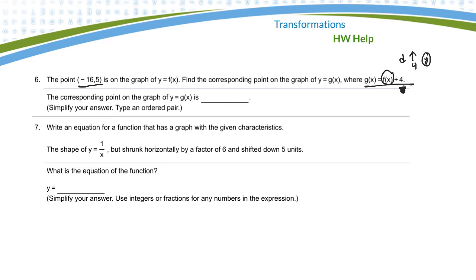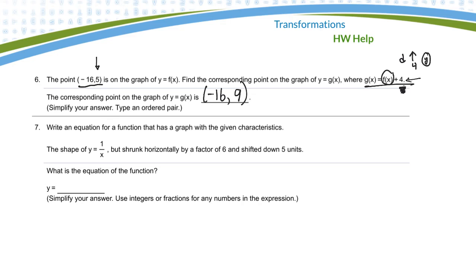The only thing changing is that D spot. So the only thing that's going to change is that 5. So my new point will be (-16, ...), and if I move the 5 up by 4, that'll turn out to be a 9.